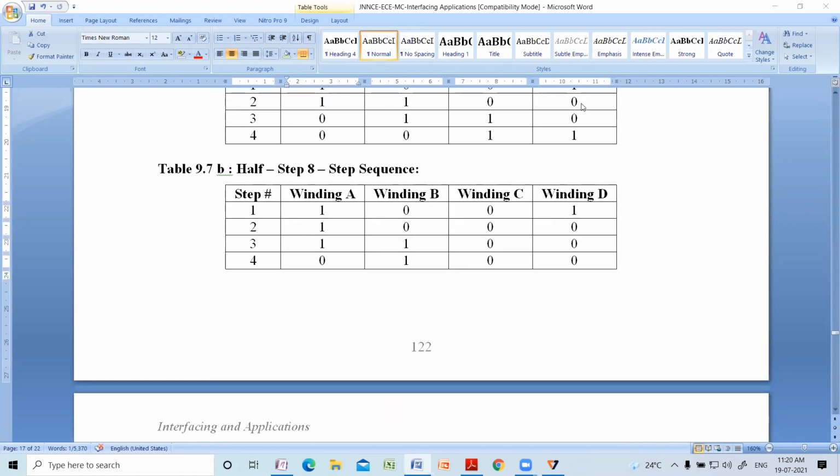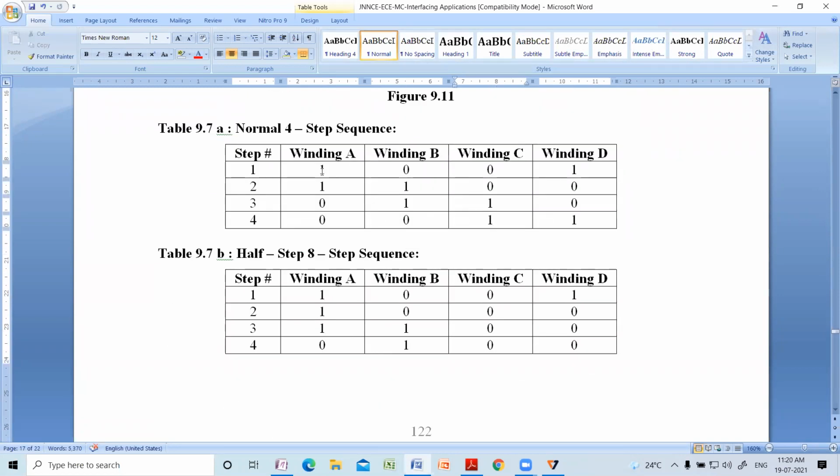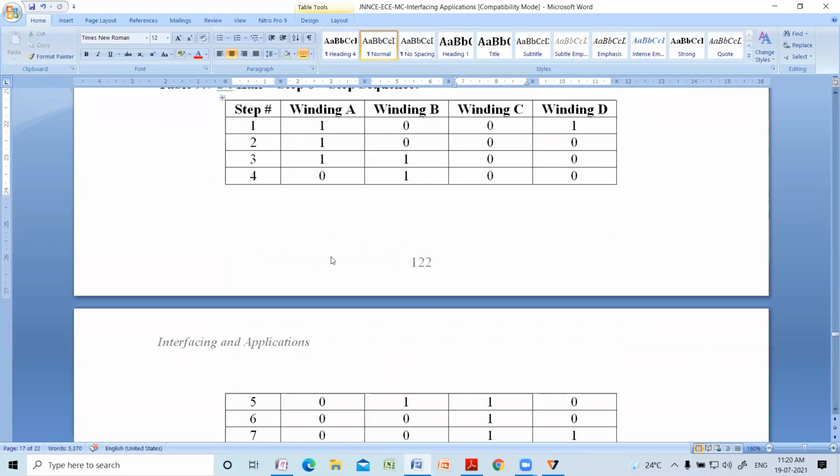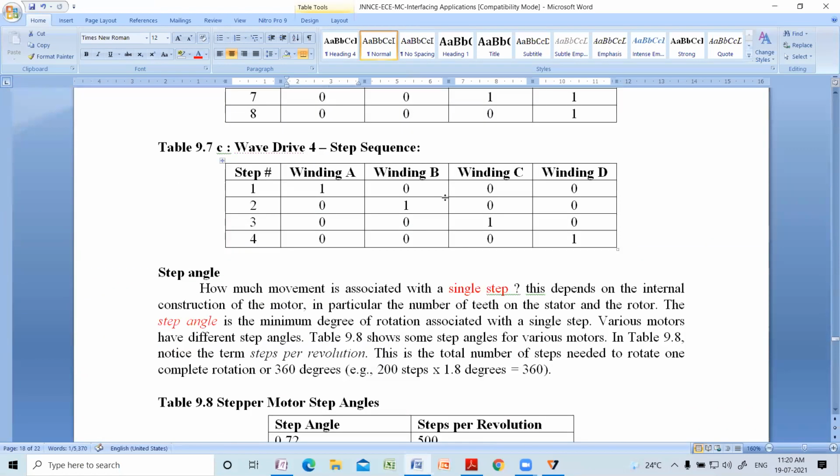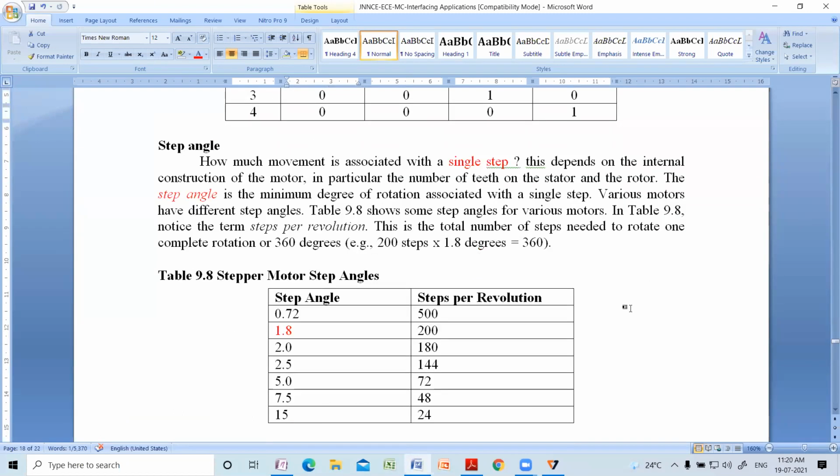One is normal 4-step, which is nothing but energizing 2 windings with a circular right shift rotation. Half step is where once you energize 2 windings, next you energize 1 winding. Wave step is where at an instant you energize only 1 winding. This is called wave step.